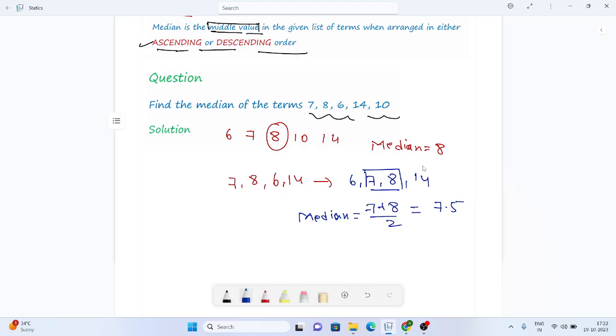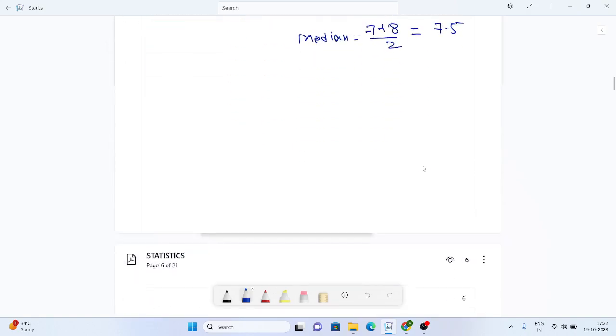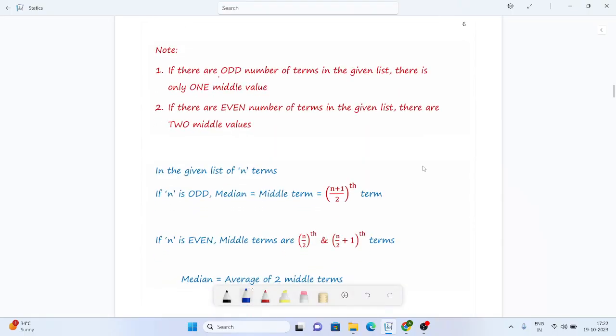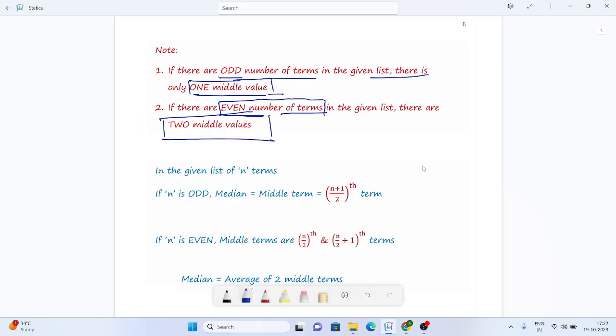Okay. So this is for small lists, but if the number of terms is large, you have to note down this. Make a note. If there is an odd number of terms in the given list, there is only one middle value, as we saw in the example above. If there is an even number of terms in the sequence, then there are two middle values. This you have to make a note of.